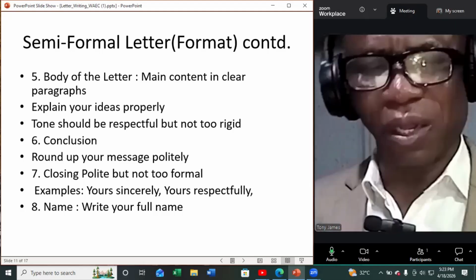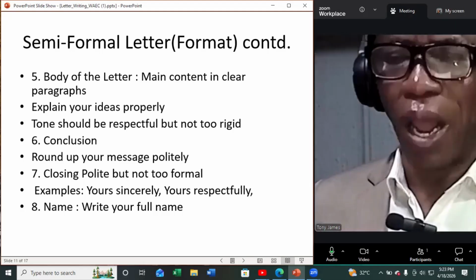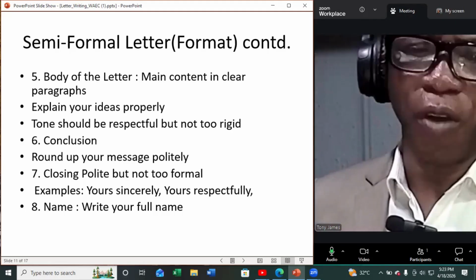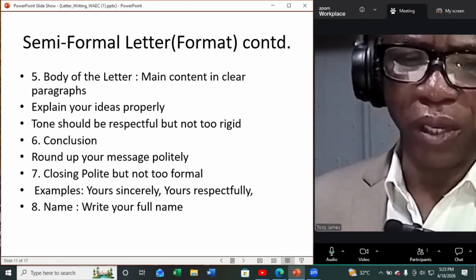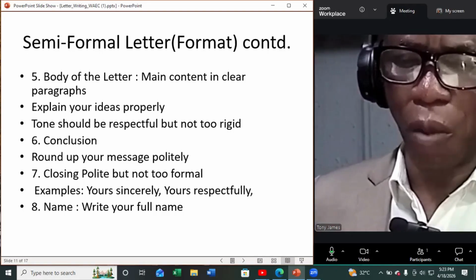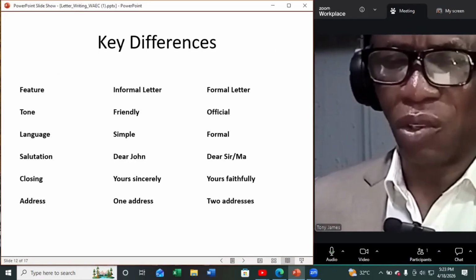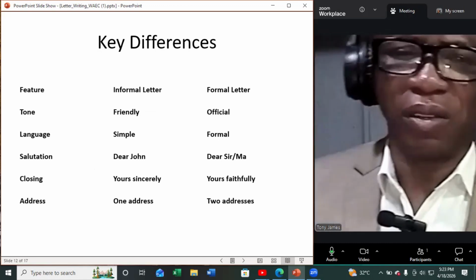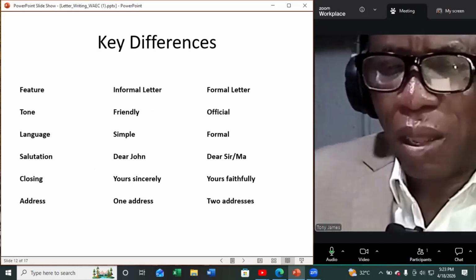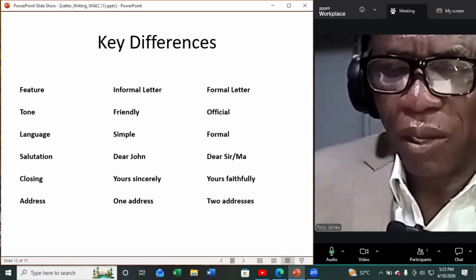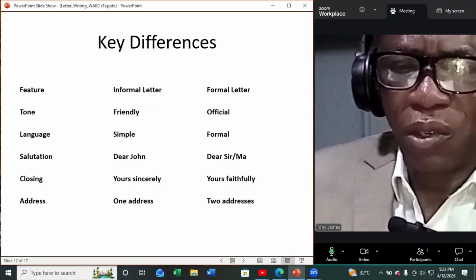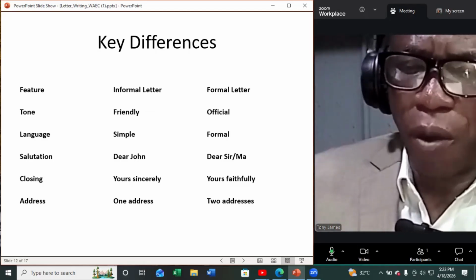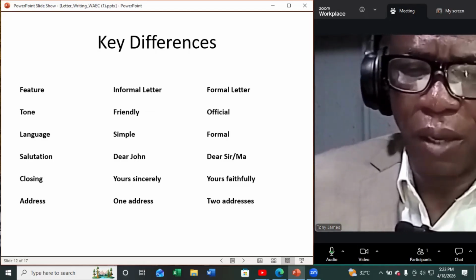So all these things are what students should learn about the semi-formal letter. These are the structures of the semi-formal letter, and we have put up all the structures of the letters students should learn. Now let's drop some key differences between formal letter and informal letter.